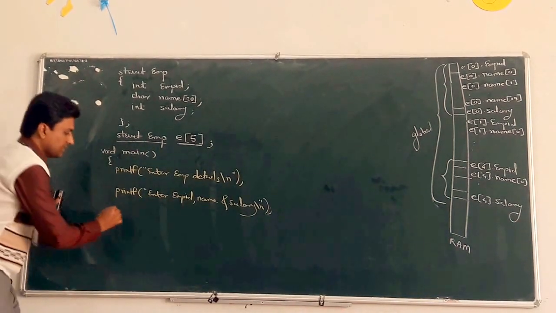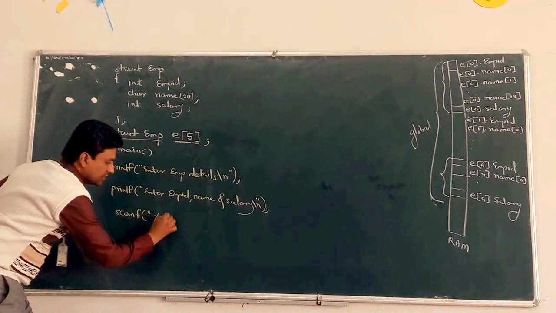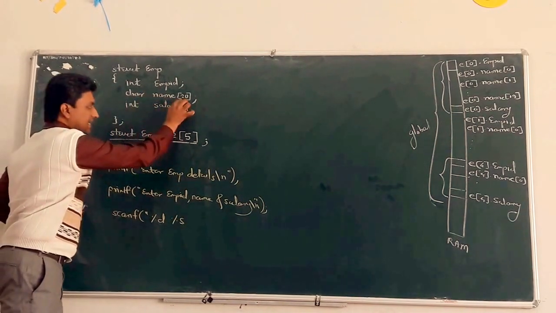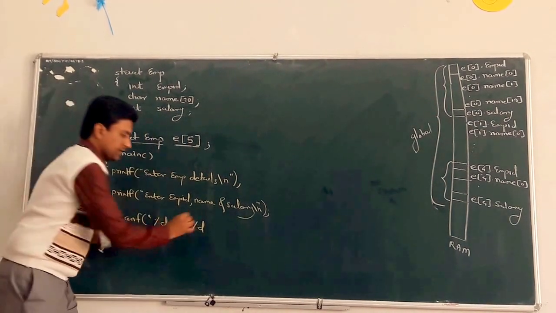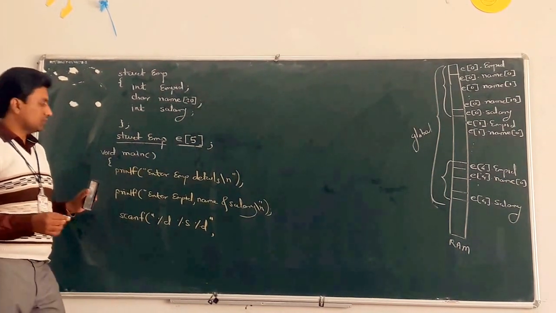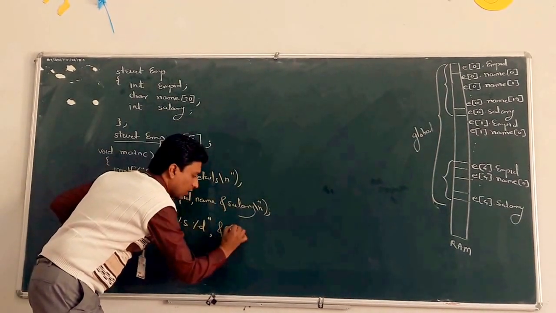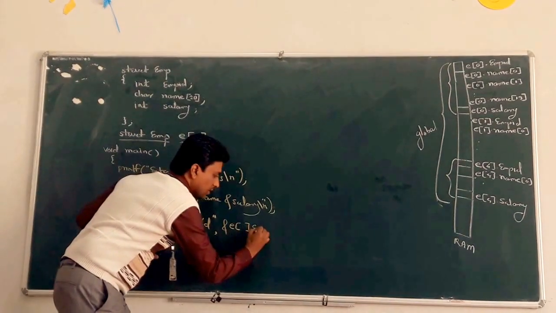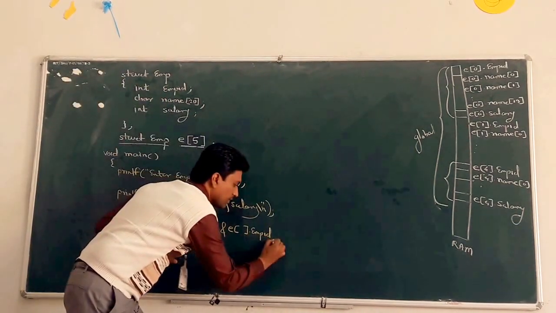Clear? After that, scanf: first percentage d for employee ID, percentage s for the character array, percentage d for salary. Clear? Scanning, comma. Next is where we want to store it. First is an integer, so ampersand of E of 0 dot employee ID, comma.